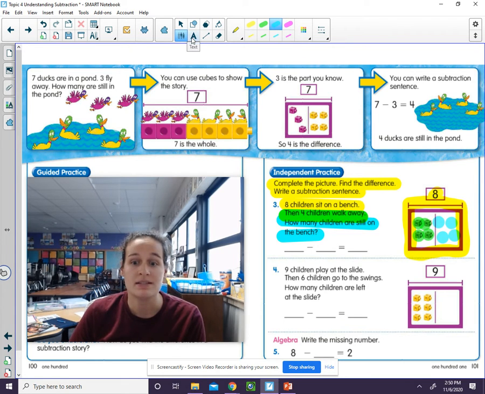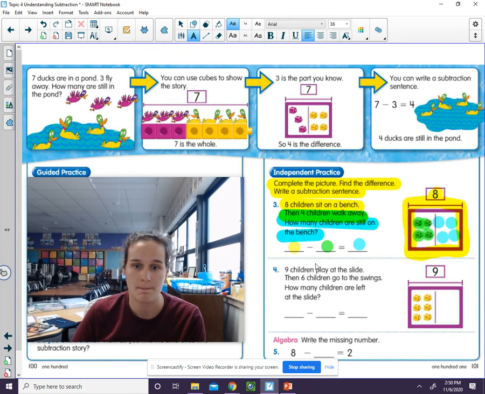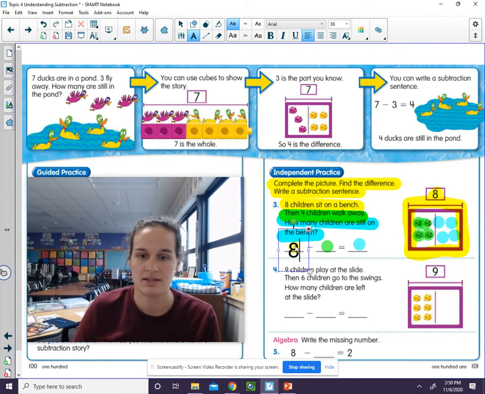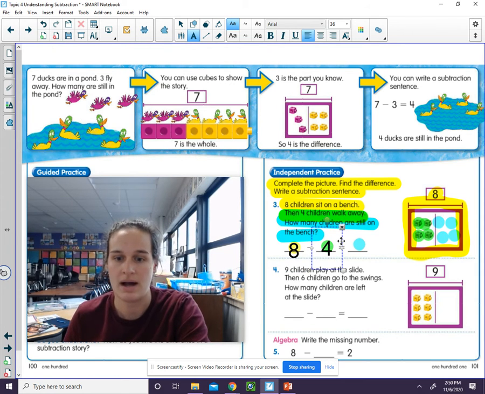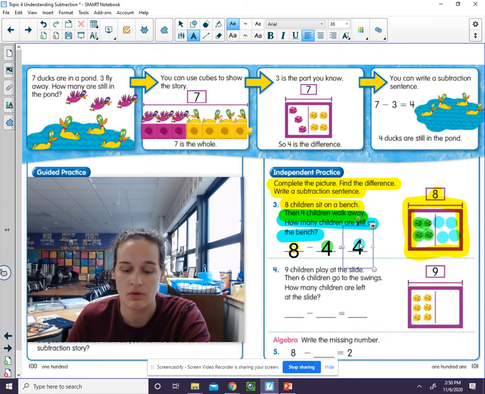I can write my number sentence now. So we started with 8, and then it'll be minus the 4 who walked away, and we will be left with the 4 who are still on the bench. So 8 minus 4 will equal 4.